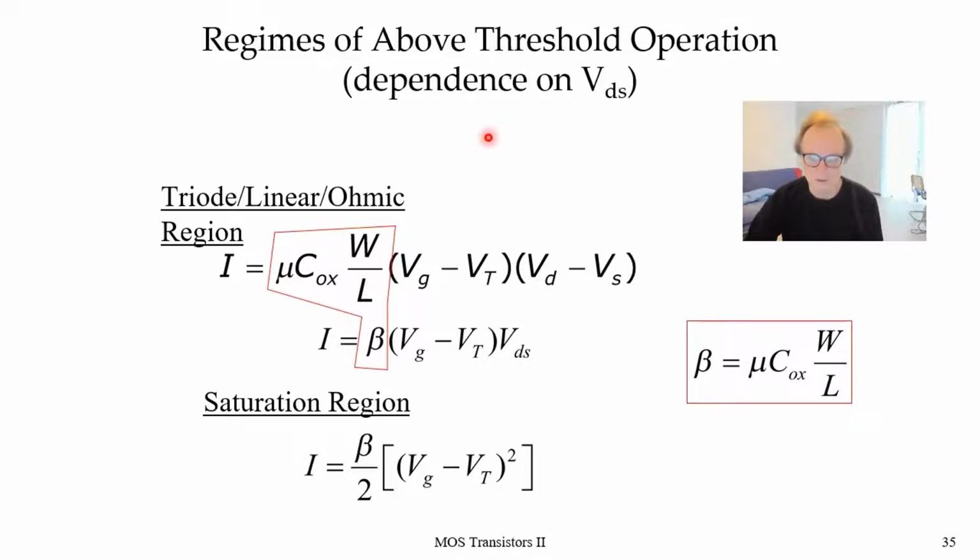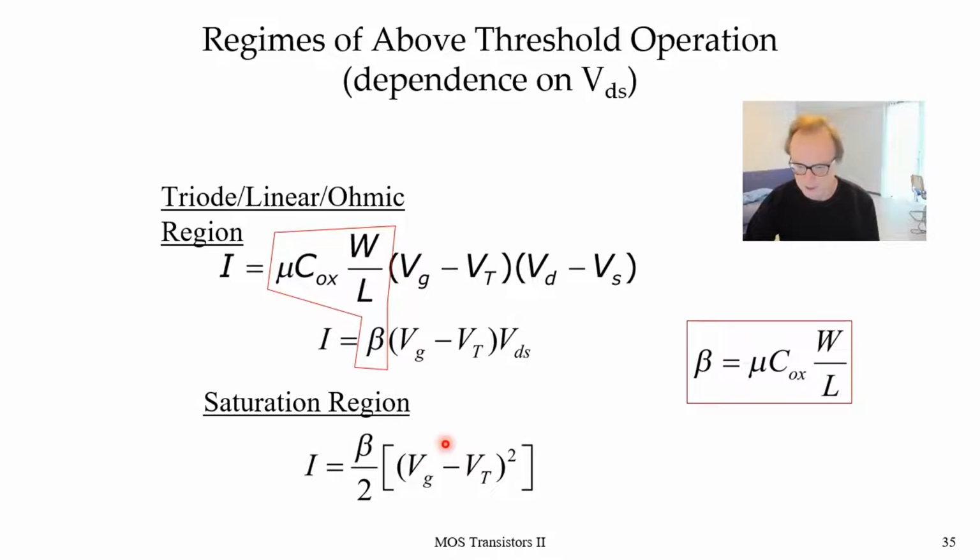Okay, so let's review the regimes of above threshold operation, which is the dependence on VDS. So in the triode linear ohmic region, I current is mu Cox W over L times VG minus VT times VD minus VS. And now what you do is you take this constant, which just depends on the geometry and the process parameters, mu Cox W over L, and you call it something called beta. Beta is just mu Cox W over L.